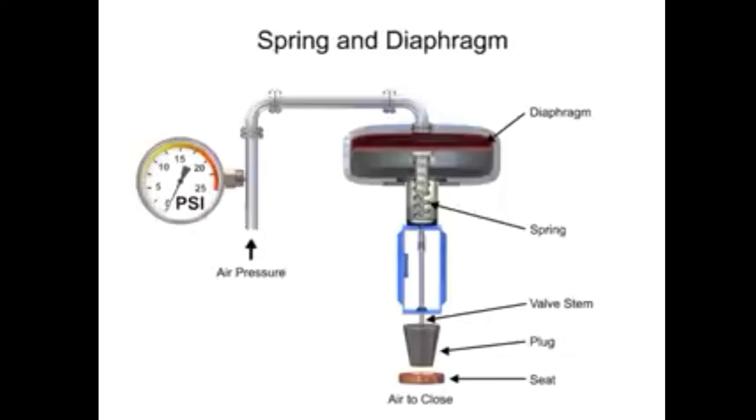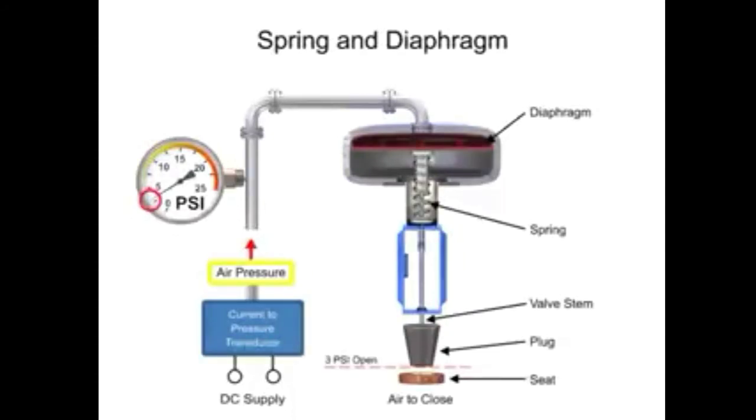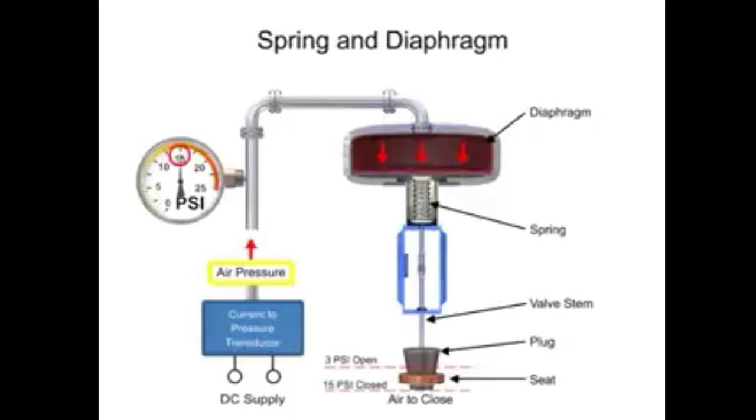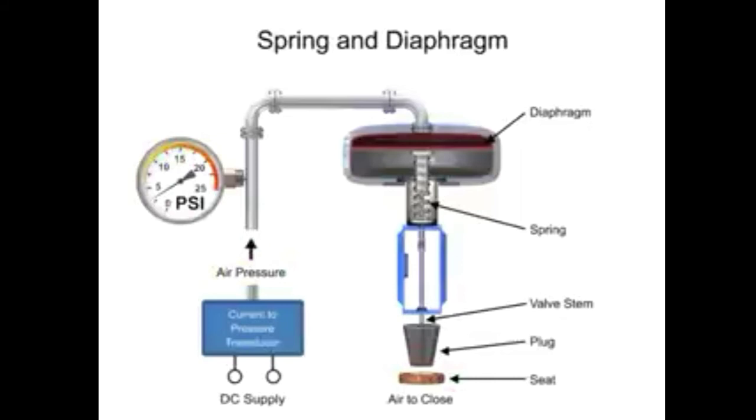To vary the position of the restrictor and flow through the valve, a current to pressure transducer can be used to provide a 3 to 15 psi signal to the diaphragm. At 3 psi, the valve is maintained open, and at 15 psi, the valve is maintained closed. Pressures between the 3 to 15 psi range proportionally change the flow of the valve. For example, a pressure of 9 psi applied to the diaphragm moves the spring and valve stem to 50% of operating range.